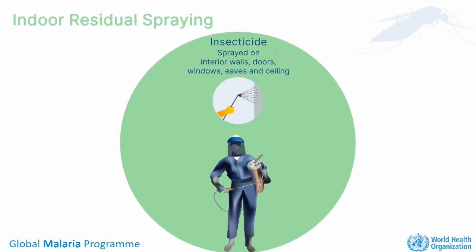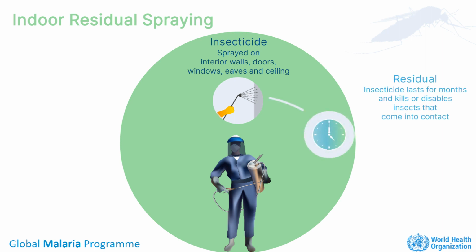IRS is the coating of interior walls, eaves, and ceilings of a house or other structure, such as domestic animal shelters, with an insecticide. The insecticide has residual efficacy, meaning it lasts for several months. If you remember back to the slides on mosquito behavior, many mosquitoes will enter houses and rest on the walls during the daytime to digest their blood meal.